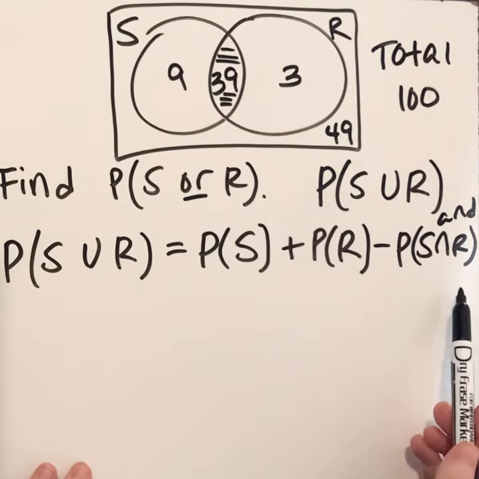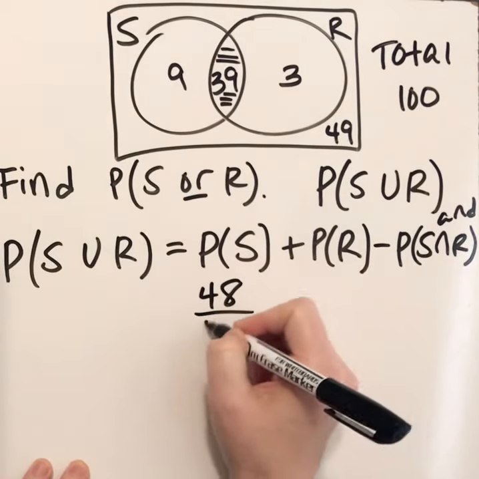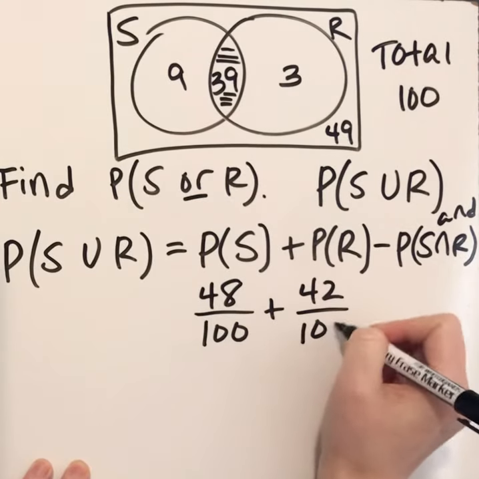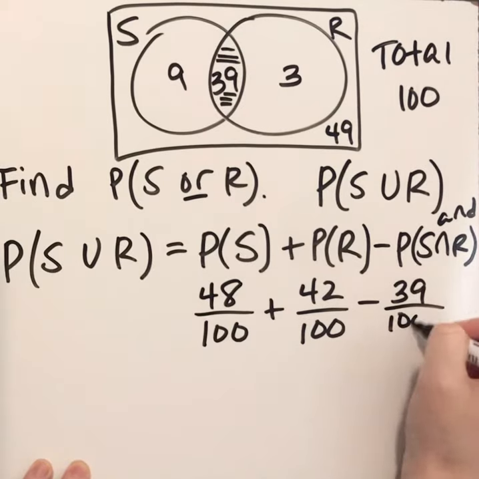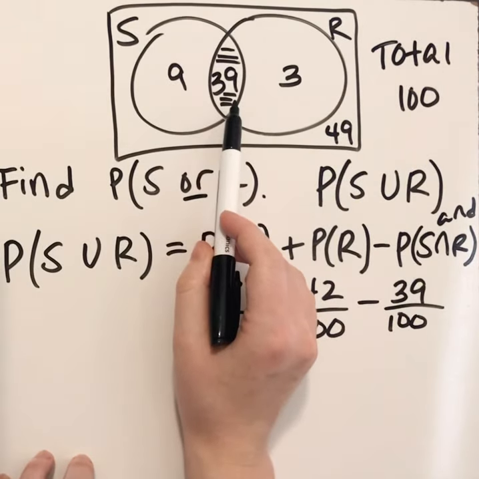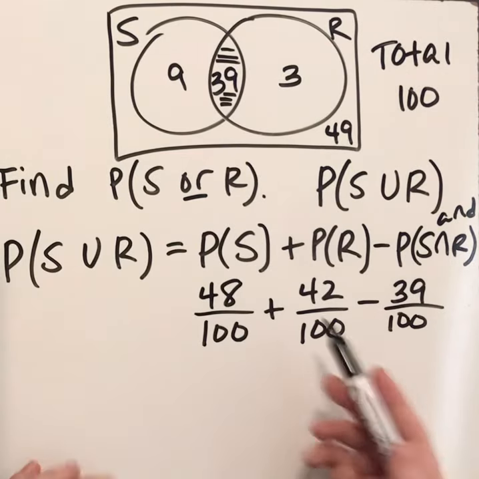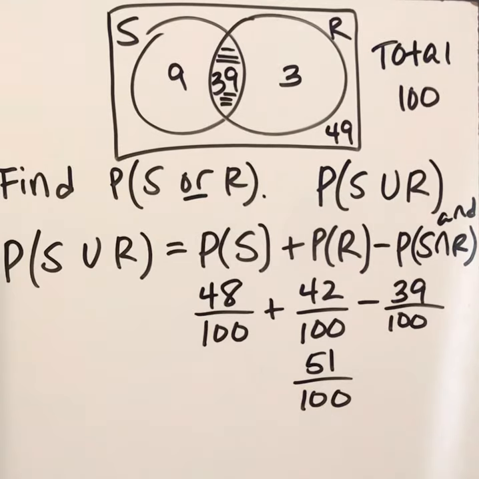So what this formula is doing for us is taking that 48, taking the 42, and subtracting the overlap. It's getting rid of what was counted twice. And that's what we would get here. When this one's all said and done, we should get 51 out of 100.